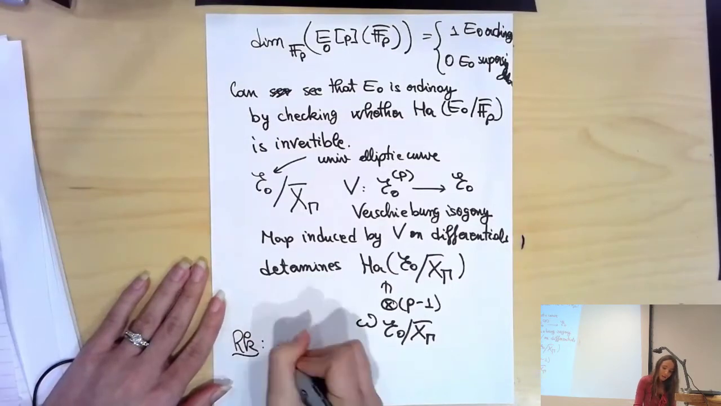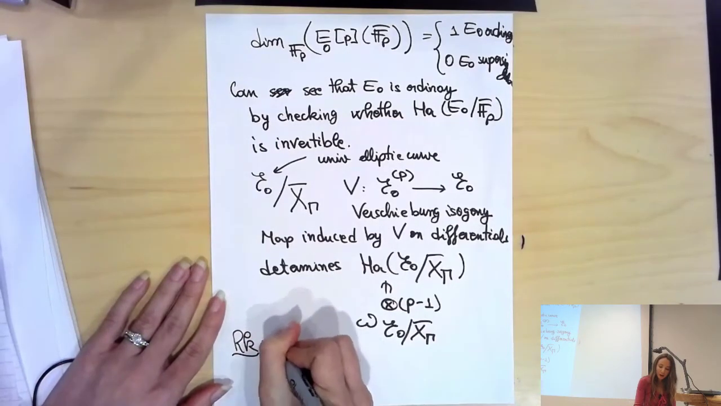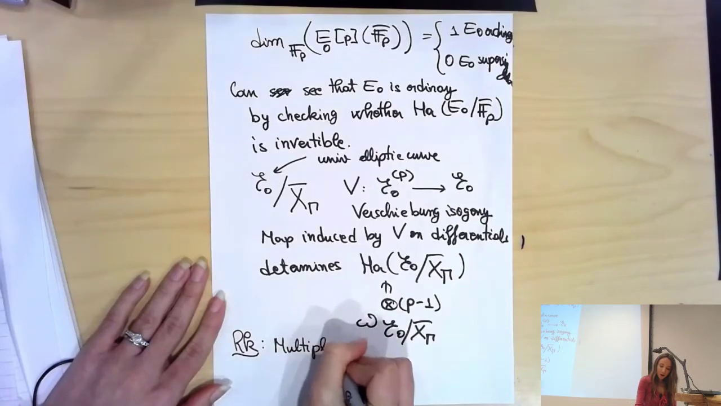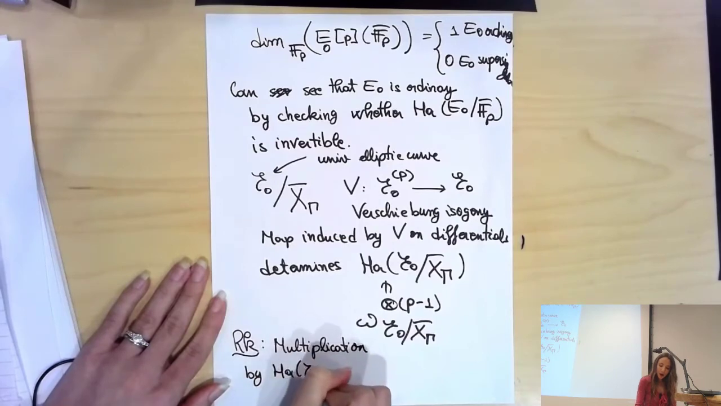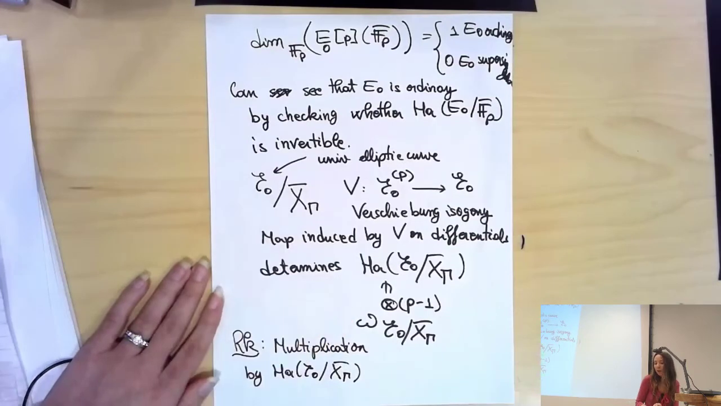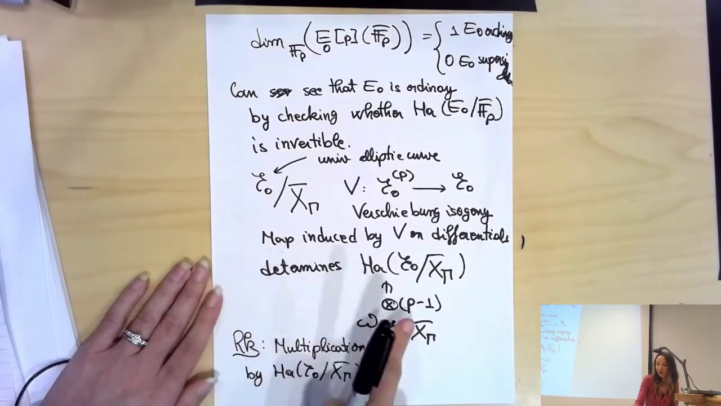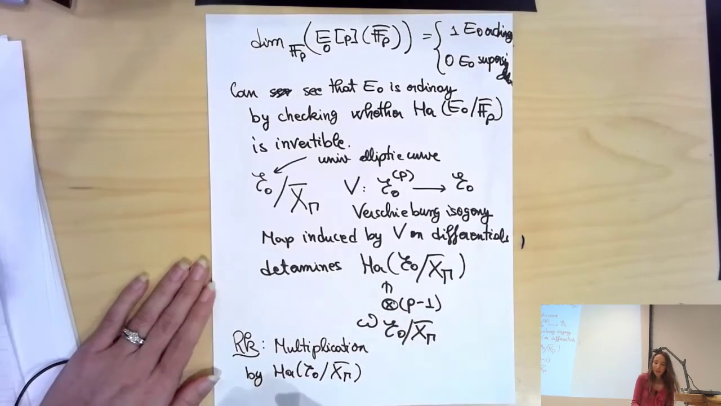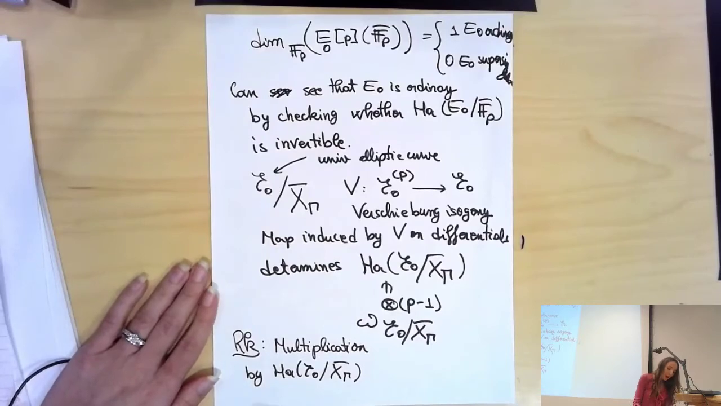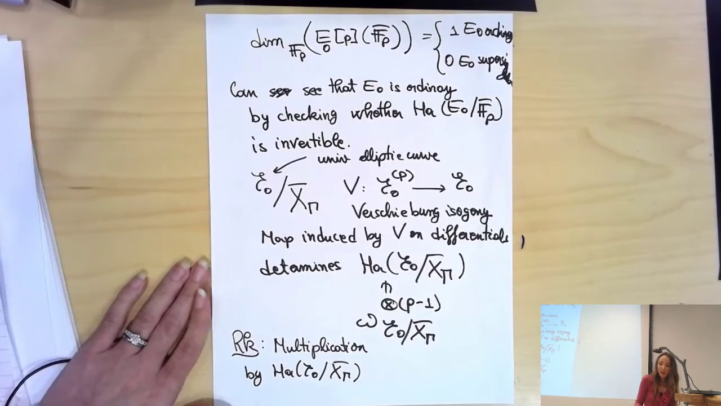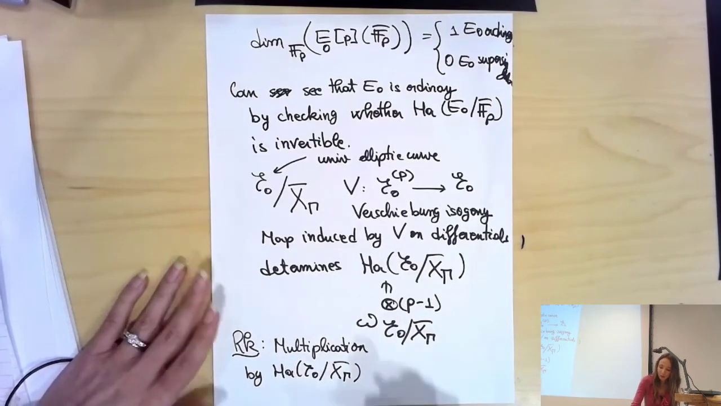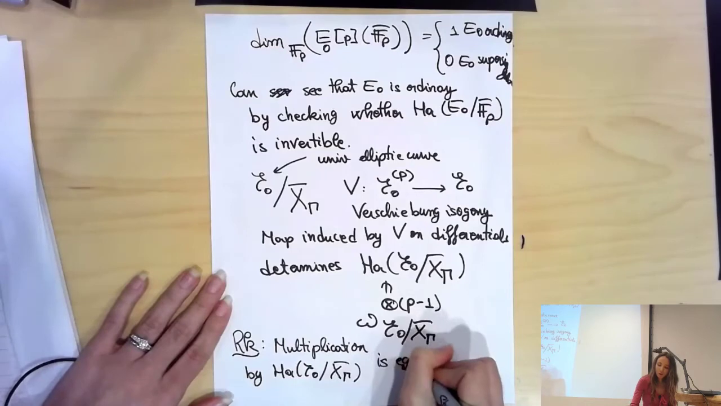If you multiply by the Hasse invariant, you can take a modular form, which is a section of some power of this line bundle, to another modular form. It's a section of p minus 1 plus the initial power of the same line bundle. And if you multiply by this Hasse invariant, it turns out this is something that's equivariant for Hecke operators away from p.